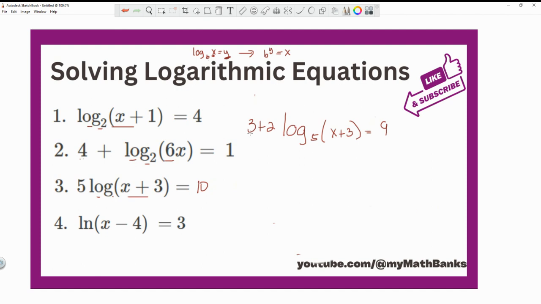Now remember, you have to get rid of the 3. You just have to keep this. So make sure you do this one correctly.